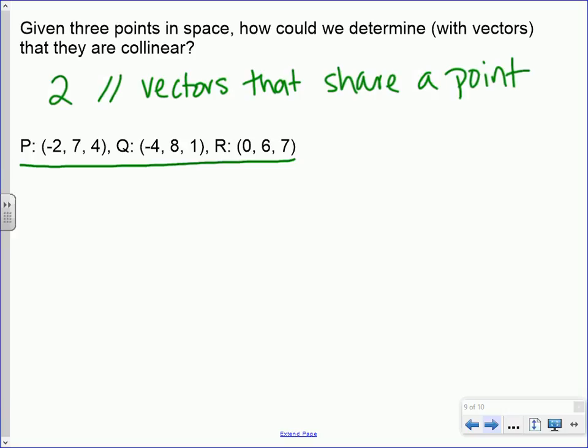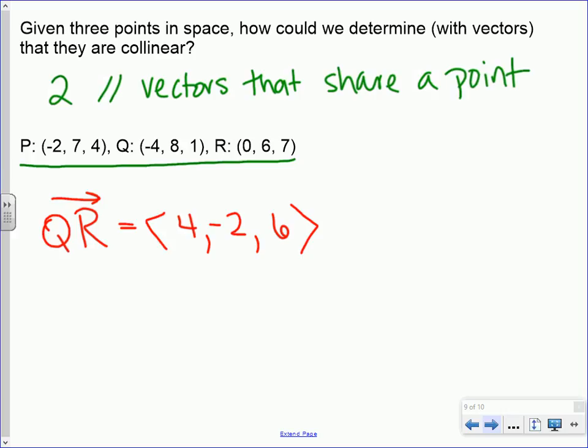Tannen, what's one vector you would like to look at? I like the Q. Okay, Q and what? So let's find the vector QR. If we were to find the vector QR, we need to take terminal minus initial. So 0 minus -4, 6 minus 8, and 7 minus 1. There's a vector QR.